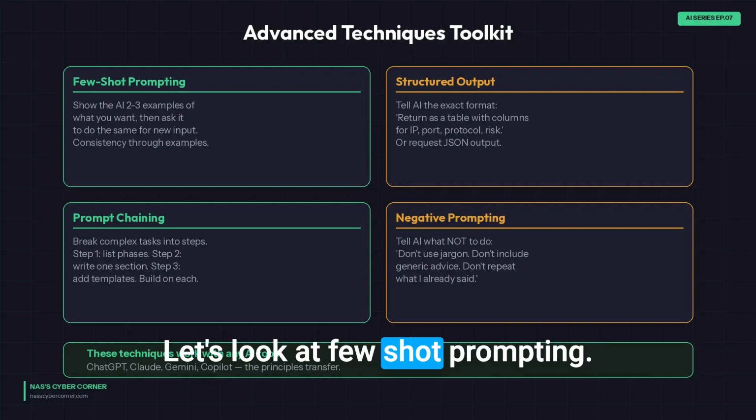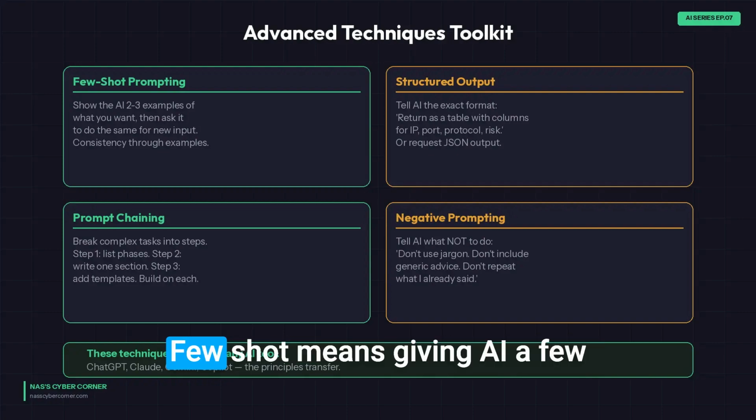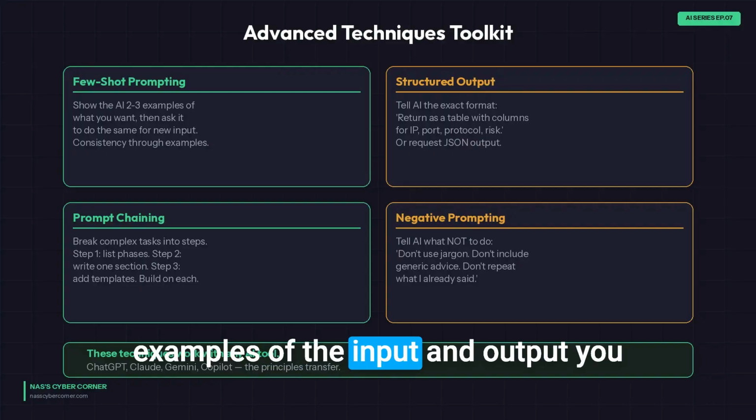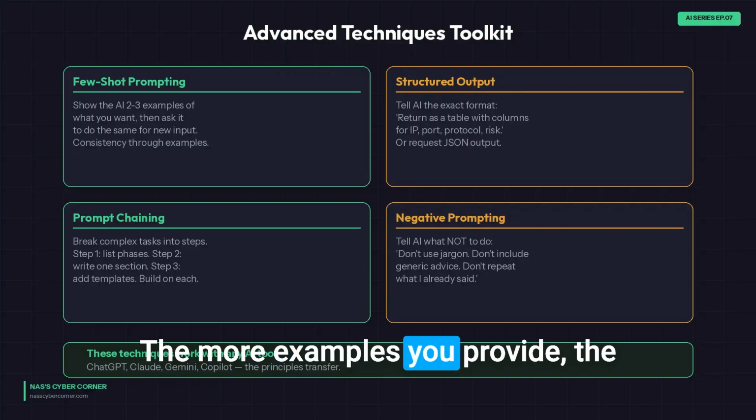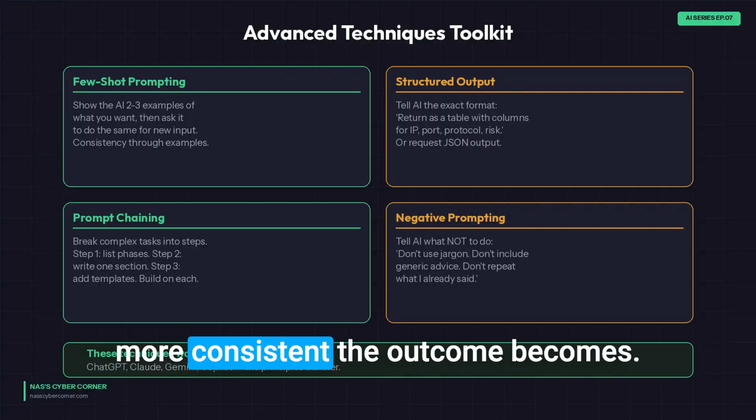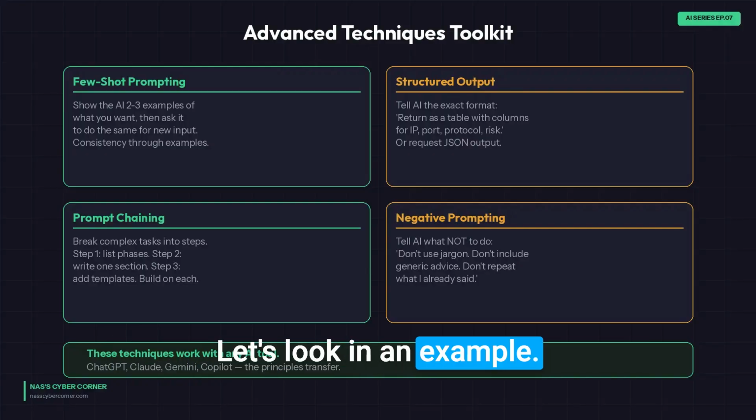Let's look at few-shot prompting. Few-shot means giving AI a few examples of the input and output you want before asking it to do the task. The more examples you provide, the more consistent the outcome becomes. Let's look at an example.